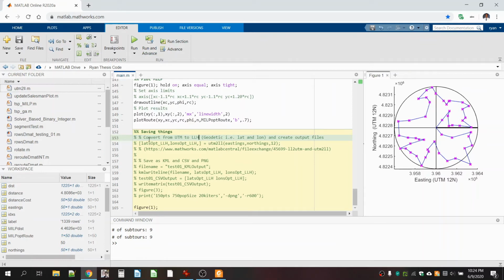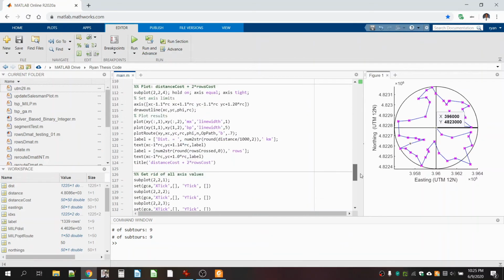So it'll give you back your vectors in something that makes more sense that you could plug into Google Earth. And then you can also use these codes to save a vector of the optimum route to a KML file, which Google Earth likes, or CSV, same thing, Google Earth likes CSVs. And then this line here, this print, just saves a .png file of your graph. So this is my code.